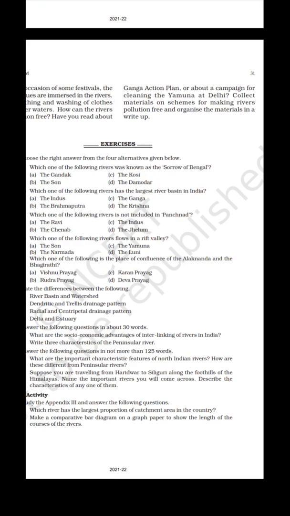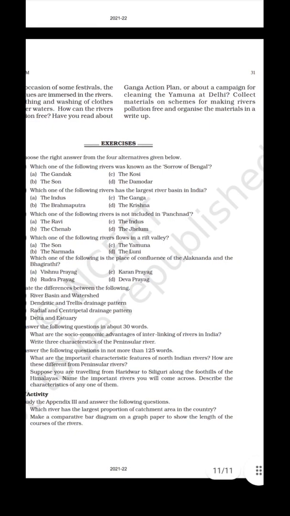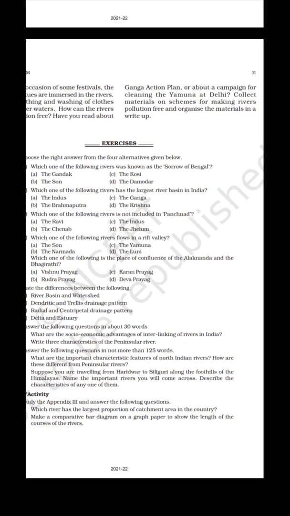Vishnuprayag, Karnaprayag, Rudraprayag, Devprayag. State the differences between the following: river basin and watershed, dendritic and trellis drainage pattern, radial and centripetal drainage pattern, delta and estuary. Answer the following questions in about 30 words. What are the socio-economic benefits of interlinking of rivers in India? Write the characteristics of the peninsular rivers. Answer the following questions in not more than 125 words. What are the important characteristic features of North Indian rivers? How are they different from peninsular rivers?